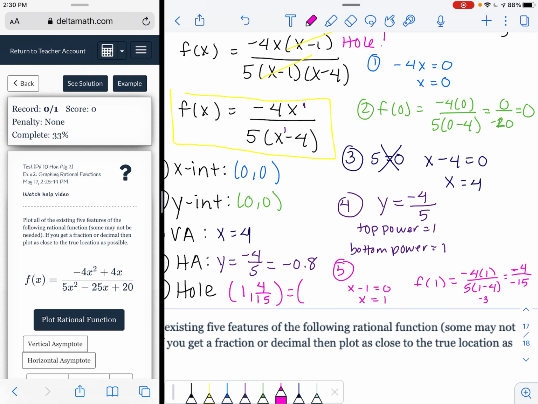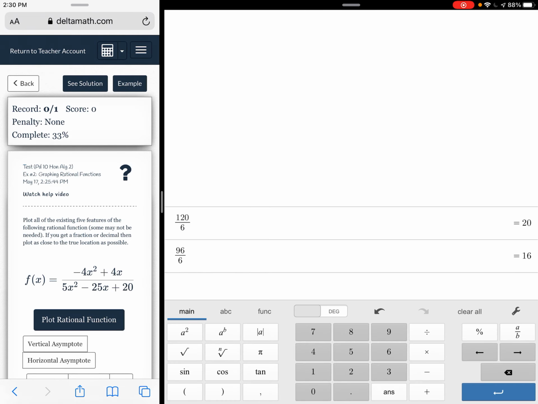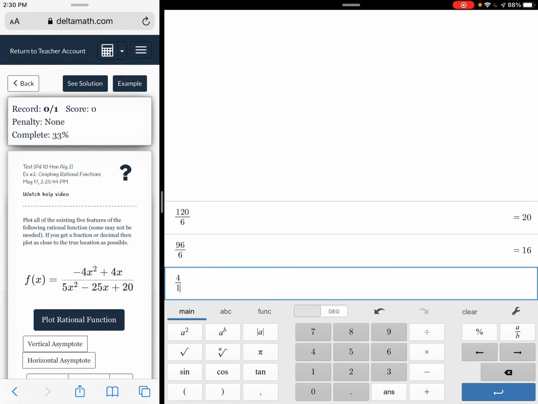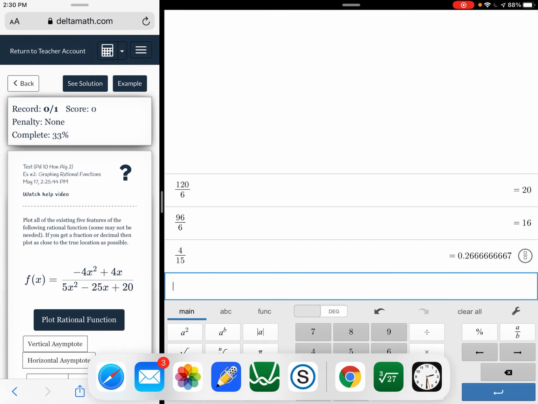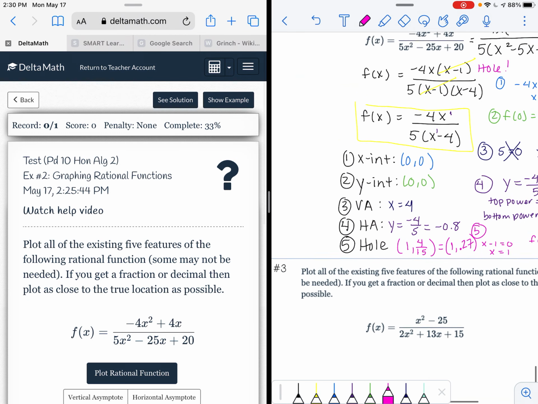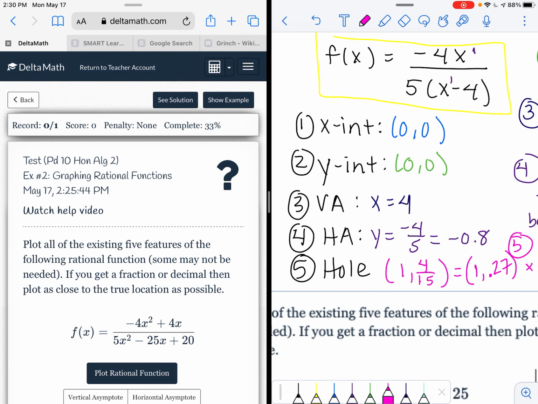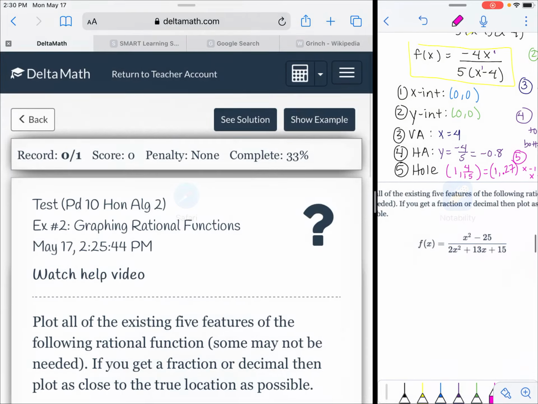Now that's the same thing as if I grab my handy dandy calculator, which actually, nope, of course that's not going to show up. There we go. If I do 4 divided by 15, we get 0.27. Switch back to Notability. So that is 1, 0.27 as our hole. Now I'm going to make that smaller. We'll zoom in. Oh, I had all that room? Man, I was squishing for nothing.